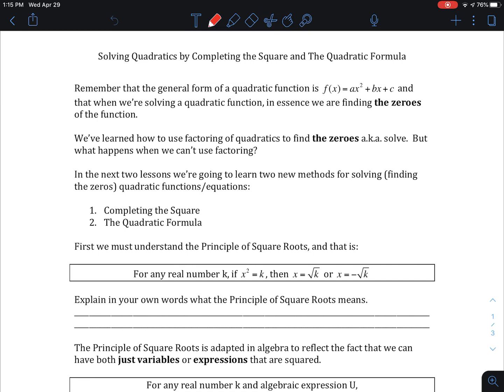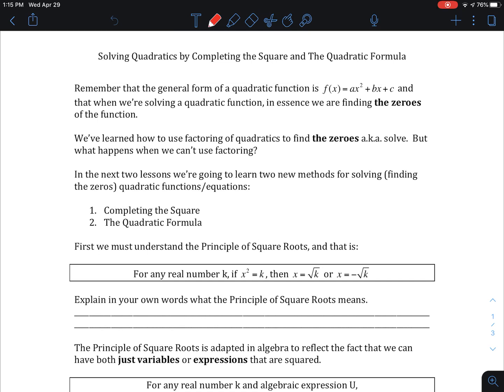So what we're going to do is learn over the next two videos how to solve them in two other ways. The first way is something called completing the square. And then the next one would be using the quadratic formula. Today we're going to focus on completing the square.